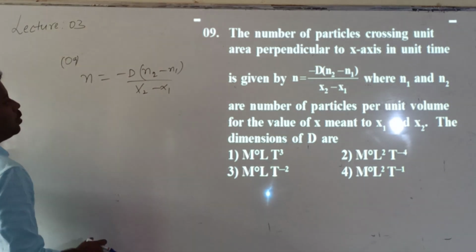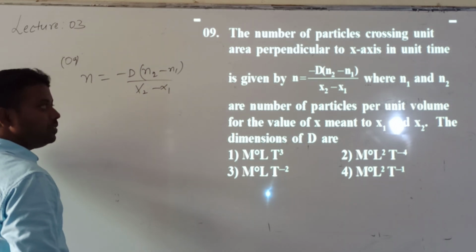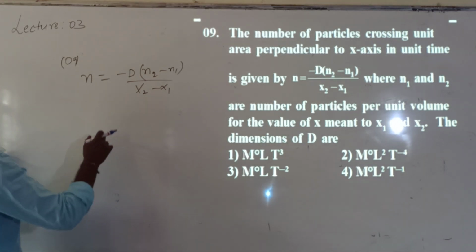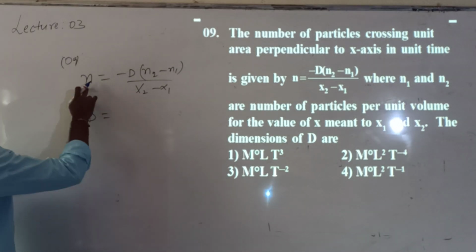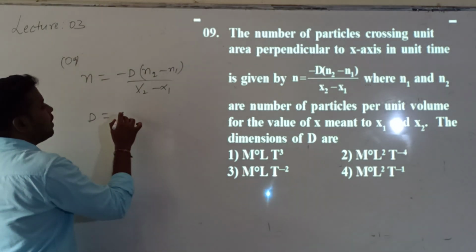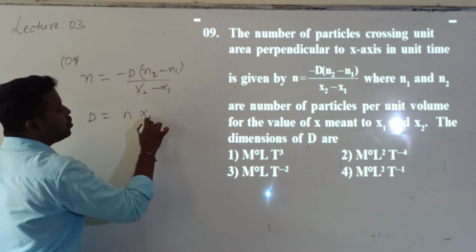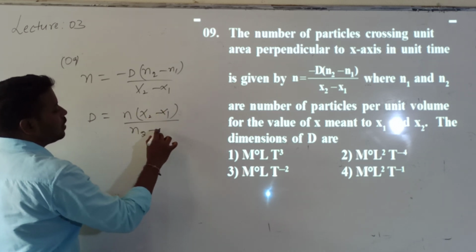Now what they are asking is the dimensional formula of d. To write the dimensional formula of d, write d as the subject. So d is equal to n into x2 minus x1 by n2 minus n1.